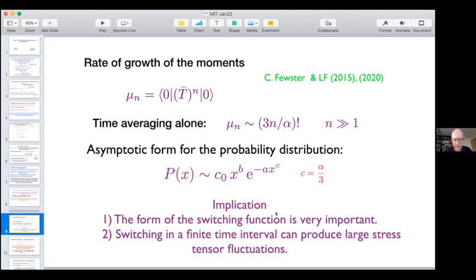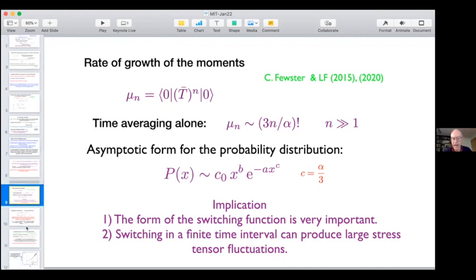So there are two important lessons here, namely the probability distribution is very sensitive to the form of the switching. And also switching in the finite time interval can lead to very large stress tensor fluctuations. The probability of a very large value is much higher than you might have expected because of just averaging in time with alpha is half, it's decaying only as the exponential of a 1/6 power of the energy density. Now, the dependence on the switching function you can think of as being a result in quantum measurement theory. Namely, that we understand that in quantum mechanics, often what you find depends a lot on how you look for it. And that's especially true here. Your measurement device, in some sense, or the switching function you use, plays a very important role in determining the outcome of the measurement.